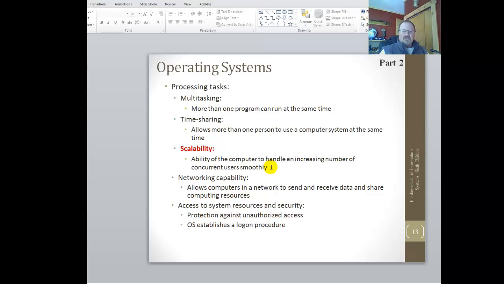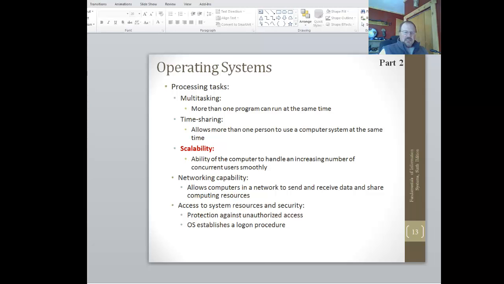Say we go to 5,000 users. That system, as is, needs to be able to move up and handle that. That means that the operating system can handle it. You add additional memory, you add CPU, you add hard drive space, amongst other pieces of your network. So that's what scalability means, the ability to move up. Let's see, network capability, that's the operating system handles that, and access to system resources.